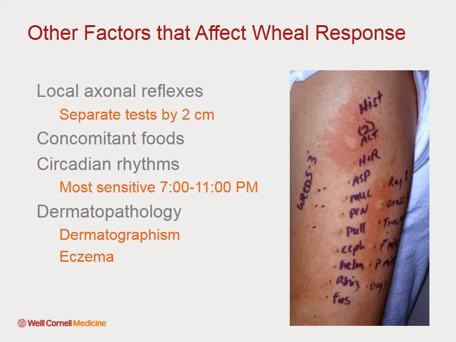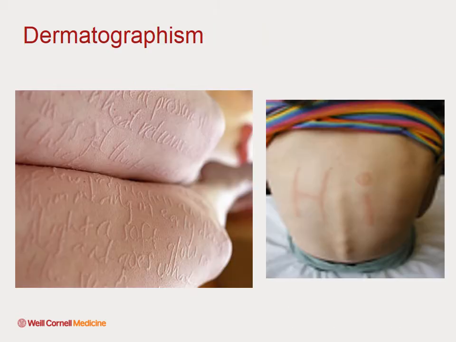And then there's dermatopathology. In these types of patients, it would be better to consider testing through serum-specific IgE levels. Some examples of that are dermatographism and eczema. And on the next slide, we have an example of that. This is a patient with dermatographism, and clearly this would be a patient who you would want to consider doing serum-specific IgE testing.